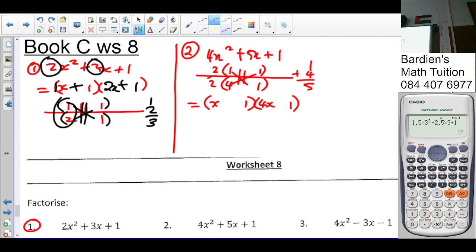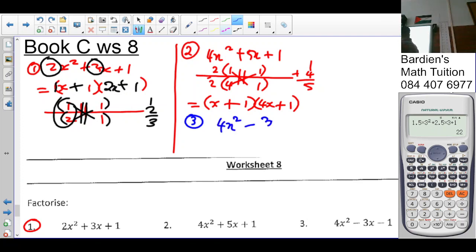Okay, what about our signs? Same sign. Both are going to be plus. Okay. A bit confusing initially, but you should get it. The next one, number 3. You must practice. You will get it.